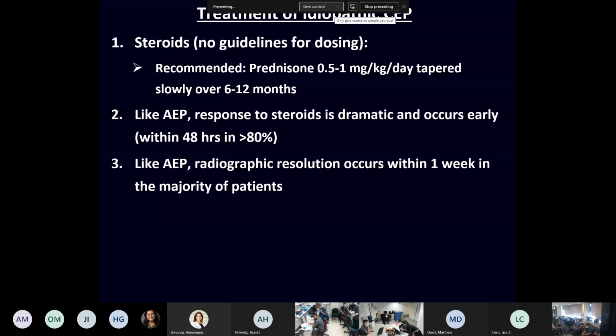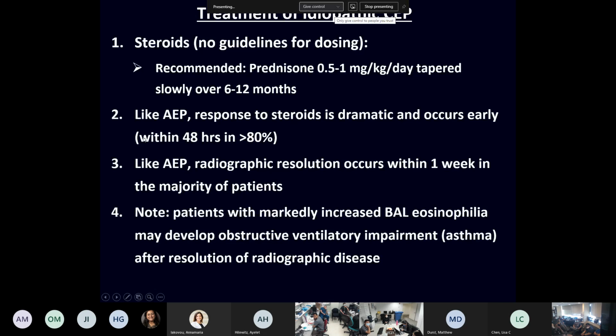Once you start them on steroids, they get better very quickly, and you can have a sustained remission if you keep them on the high dose of steroids. But of course, long-term steroids are not preferred. So how do we keep them without developing these long-term steroid complications?